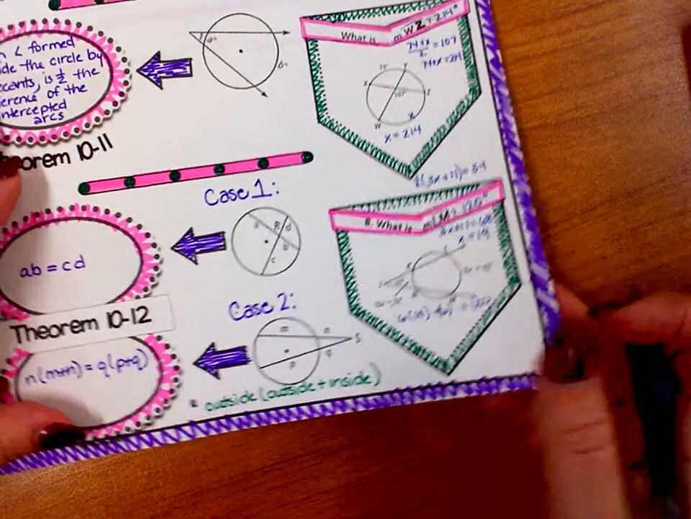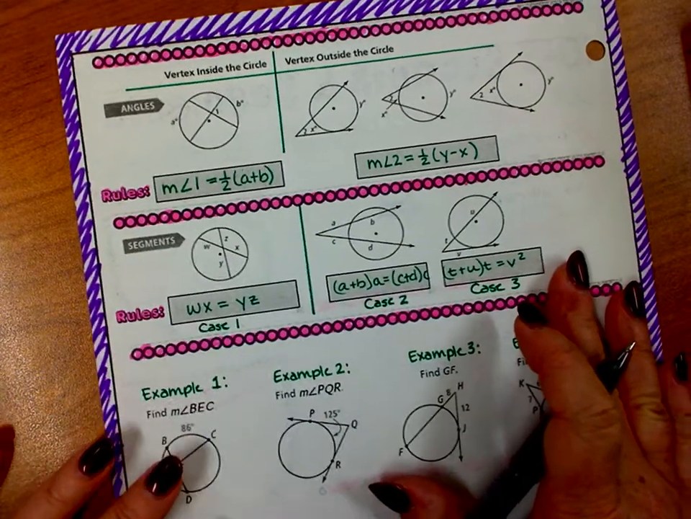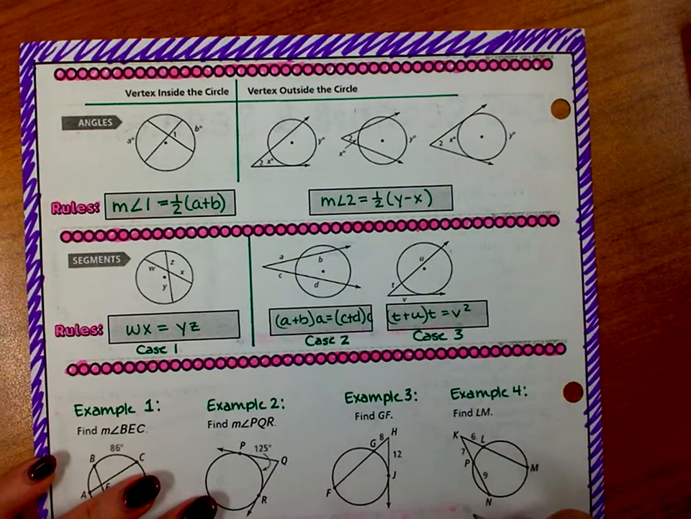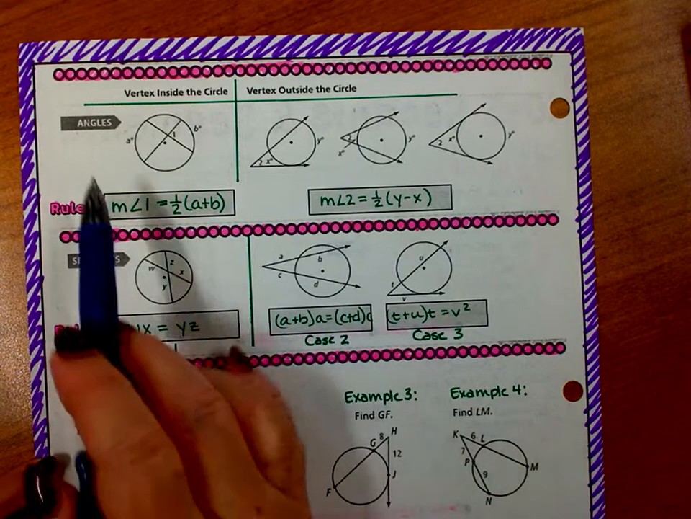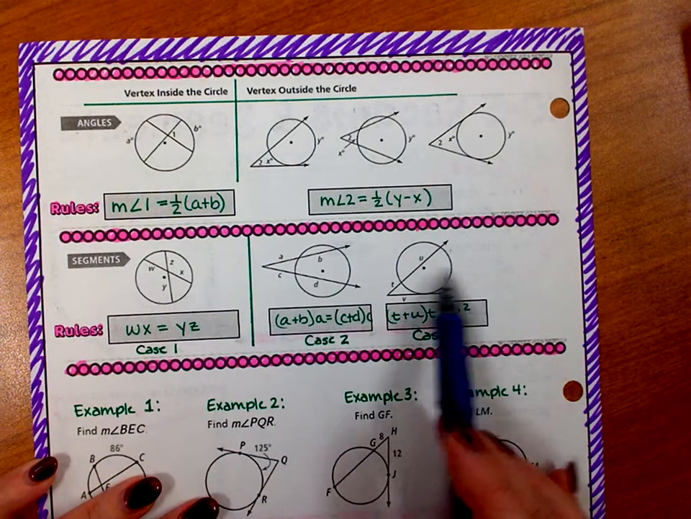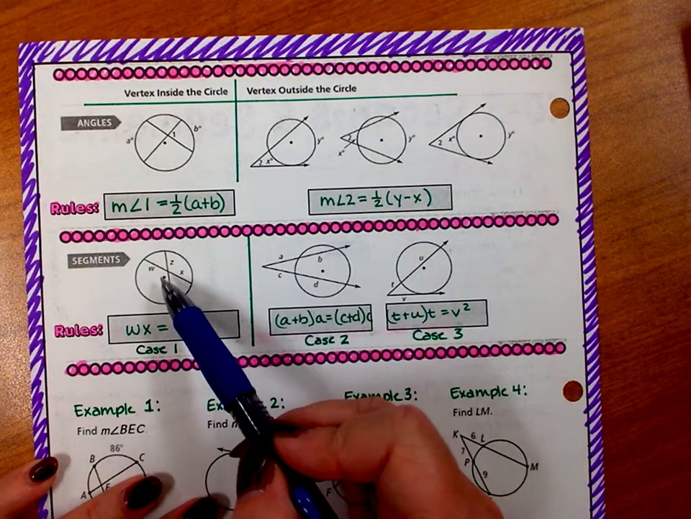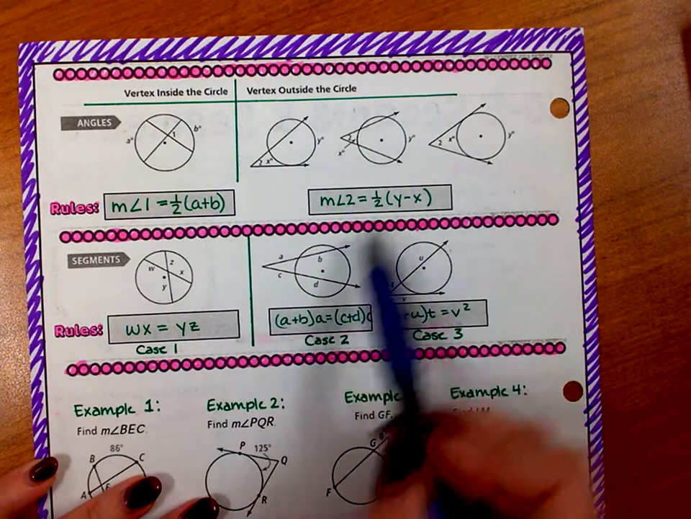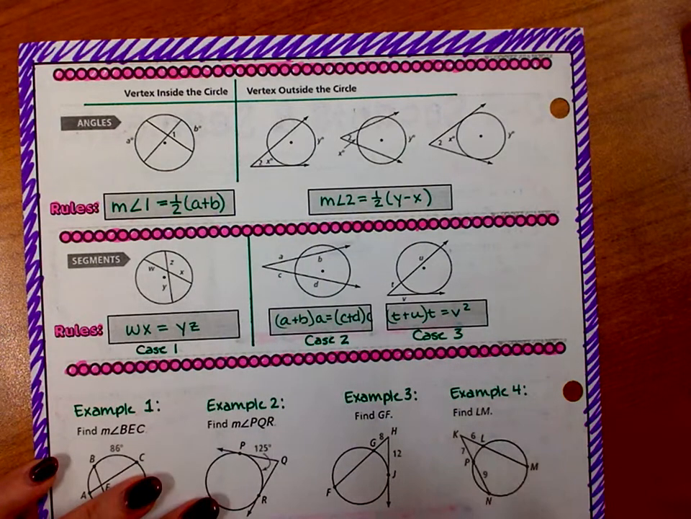Okay, let's flip this over, because on the other side, we can organize all of these different formulas with a graphic organizer that makes this a little easier to understand, and this is probably what you're going to use as you work through your Pearson problems. So we are measuring angles and we are measuring segments. We are measuring sometimes when the vertex of the angle is inside the circle, and we are finding measures when the vertex is outside the circle. Okay, so depending on what you're looking for, you have a different formula.